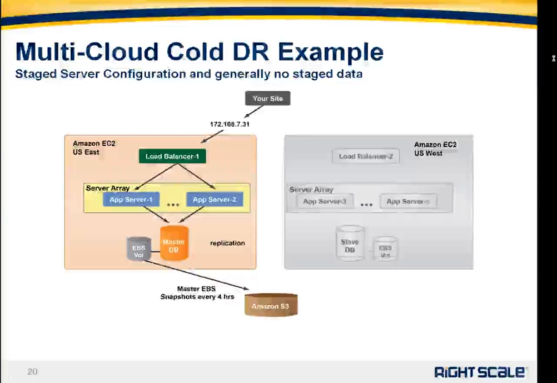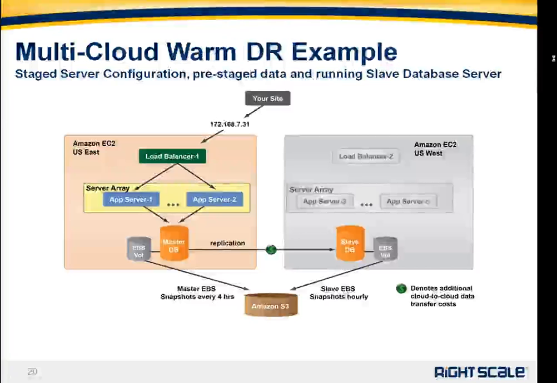So if you compare and contrast this cold DR with the warm DR example, it looks very similar. The only real difference here, as you see, is that the slave database and the attached EBS volumes are live, and you're replicating data from the master to the slave in the other region. And you notice the $ there. Now, there are obviously cloud-to-cloud or region-to-region data costs, which are higher than the inter-AZ costs that we discussed earlier.